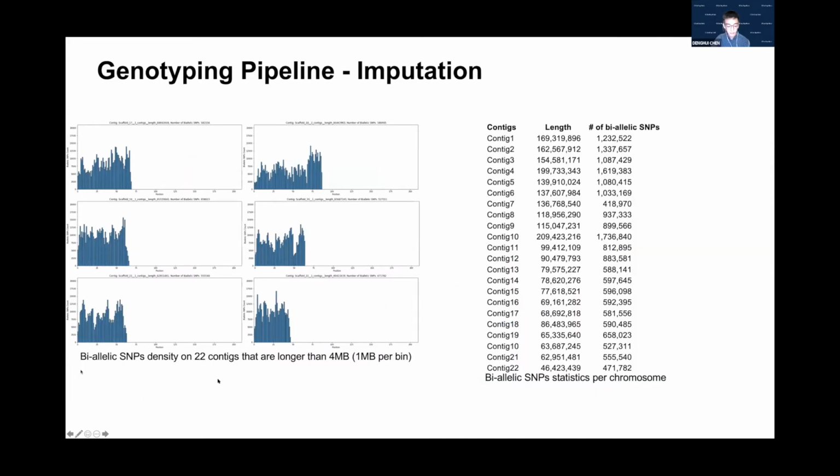And here are the rest of the contigs, the SNP density plots. On the right side, you can see the number of biallelic SNPs for each long contig. The numbers look really good. We get a lot of SNPs per contig, based on their length.